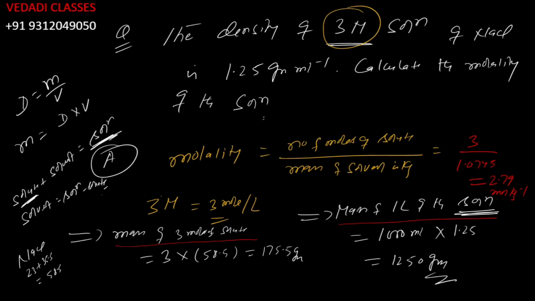Or simply we can say 2.79 molar. What do you say? 2.79 molar. So this is a very good question. Such type of question they can ask you. Now we will solve some questions related to the relationship M1 V1 is equal to M2 V2.